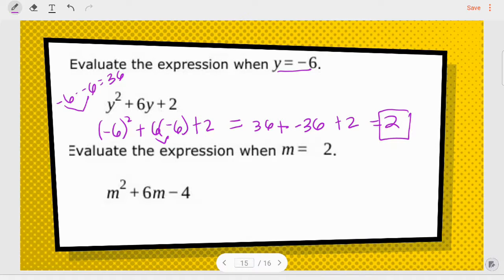Okay, just to make sure that we have got that down. Evaluate the expression when m equals 2. So replace that m with a 2, squared, plus 6 times 2 minus 4. 2 squared is 4, plus 12, because 6 times 2 is 12, minus 4. And then when I simplify, 4 plus 12 is 16, minus 4 is back to 12. So my final answer on that is 12.